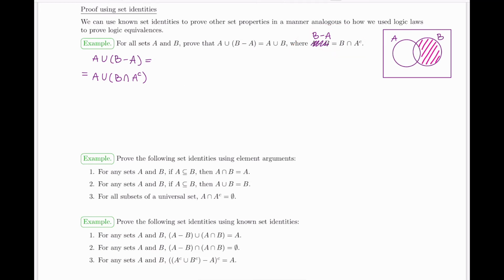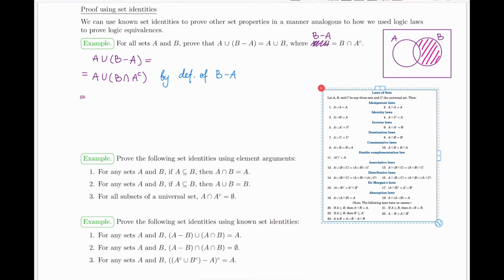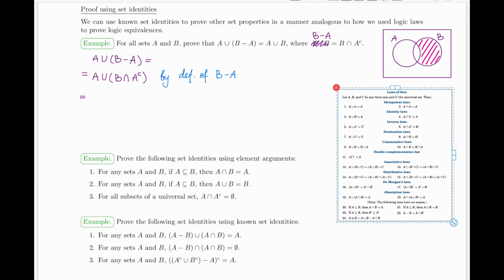So in this case, I'm going to say that this line is justified by definition of the operation B minus A. Next up, what am I able to do here? Well, this is going to be a little bit annoying because I don't have my table in front of me. So just like in the case of the logical equivalences, I strongly recommend having the table by your side so you can refer to it directly.